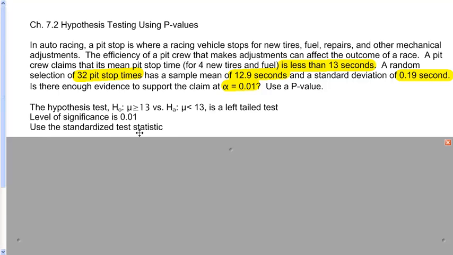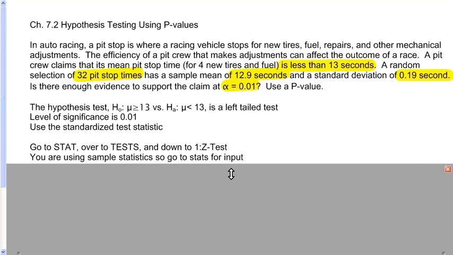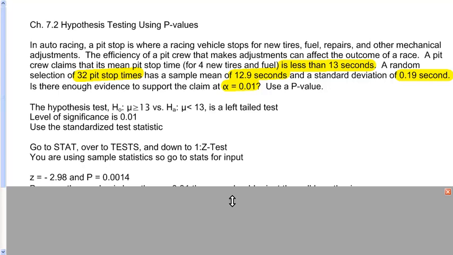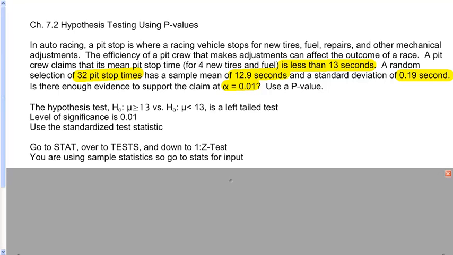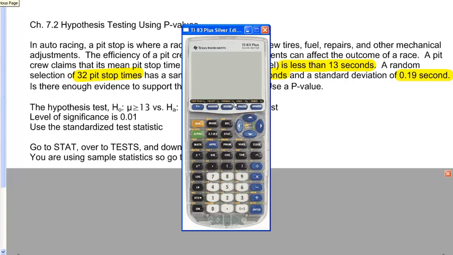So use the standardized test statistic. Here's what you're going to do. You're going to go to stat, over to test, and down to number 1, z-test. And you're using sample statistics, so you're going to go to stats for the input. Okay, so that's going to be your answer. So let's go to the calculator now and let's actually do this problem.